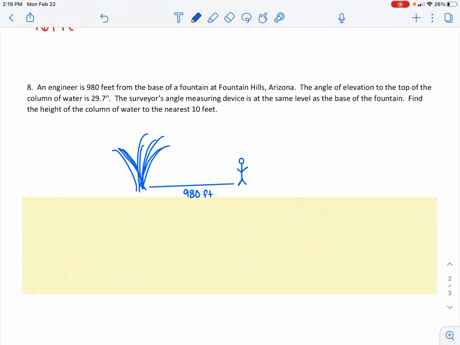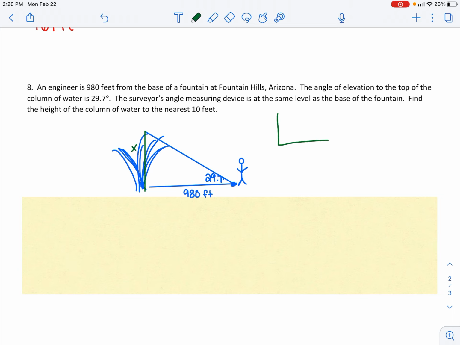Okay, the angle of elevation to the top of the column of water is 29.7. So the angle of elevation, going here to the top of that column of water, is going to be 29.7 degrees. The surveyor's angle measuring device is at the same level as the base of the fountain, so that means he's measuring from here. Find the height of the column of water to the nearest 10 feet. So we're trying to find, let's do this in a different color, the height of that water fountain.